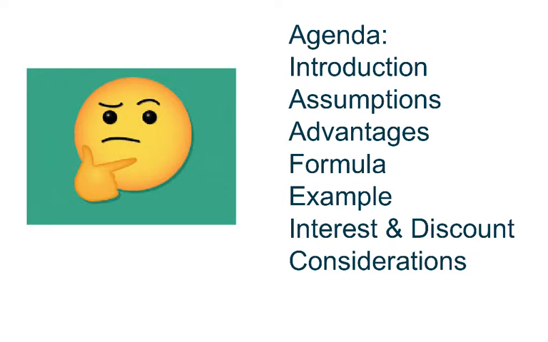Now the agenda for this lesson is to introduce the economic order quantity, to look at the assumptions underlying this term, to look at the advantages. So why do we use this formula and the actual formula? We must look at the actual formula, and only if we know what is meant by the economic order quantity, the assumptions and the advantages, then we will look at the actual formula and we will do an example.